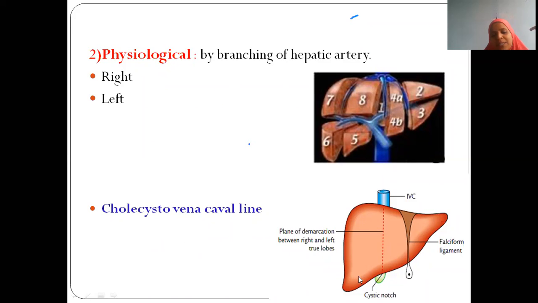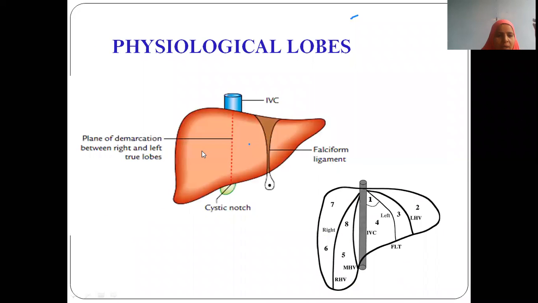You call it the portocystic, or Cantlie's, line. The prefix used to represent the gallbladder; cysto is any bladder. It connects the inferior vena cava like this. Two lobes: those are the physiological lobes. So this is the demarcation.